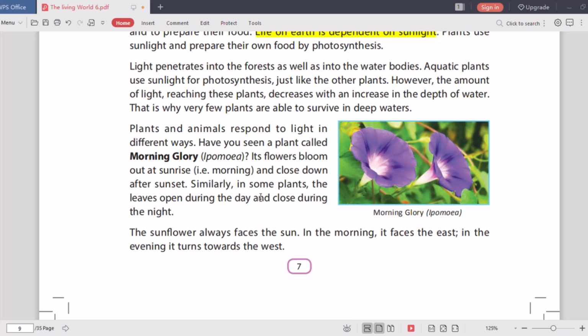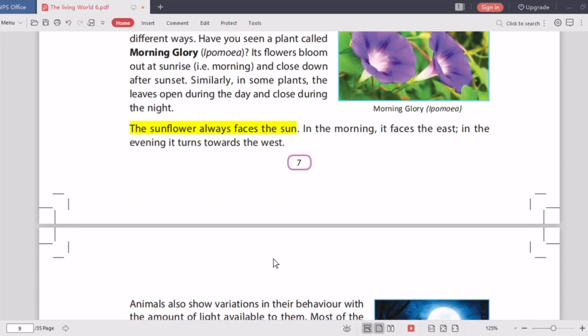Similarly, in some plants, the leaves open during the day and close during the night. The sunflower always faces the sun. In the morning, it faces the east. In the evening, it turns toward the west.